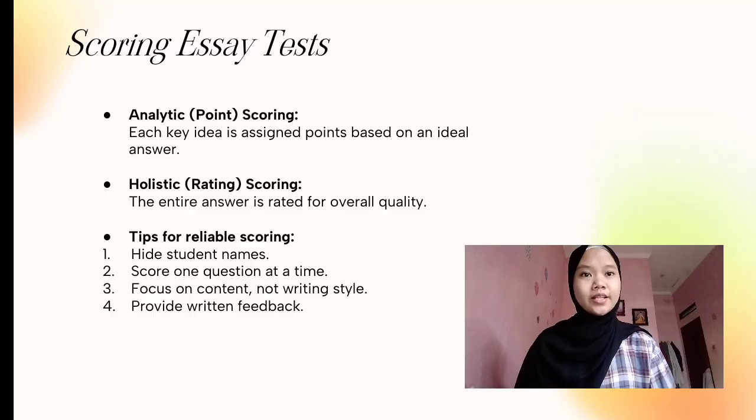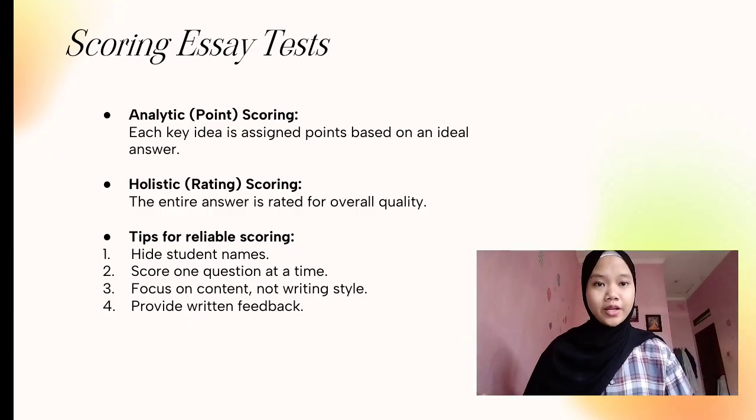When scoring essay tests, there are two main methods. The first is analytic or point scoring, where the teacher assigns points for each key idea based on an ideal answer. The second is holistic or rating scoring, where the whole answer is judged based on its overall quality. To make scoring more reliable, teachers should hide student names, score one question at a time, and focus on the content instead of handwriting or grammar. Providing written feedback is also important so students can learn from their mistakes and improve.